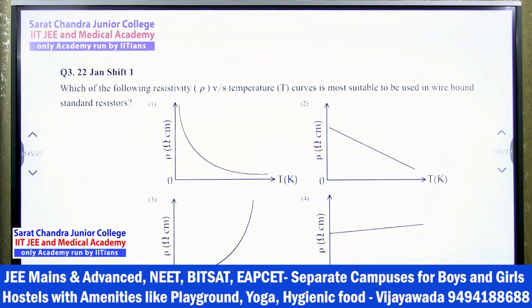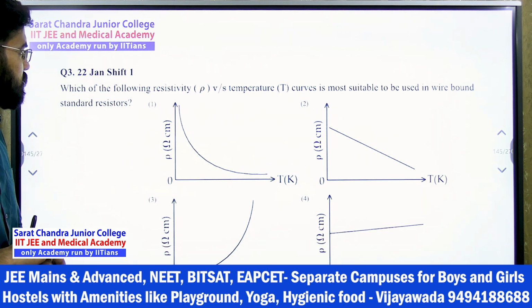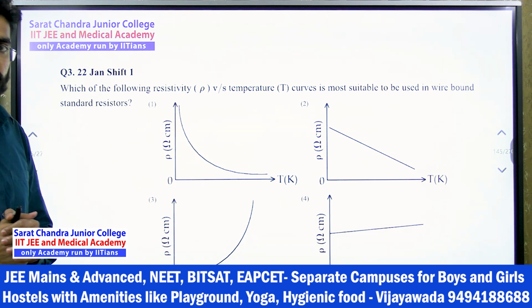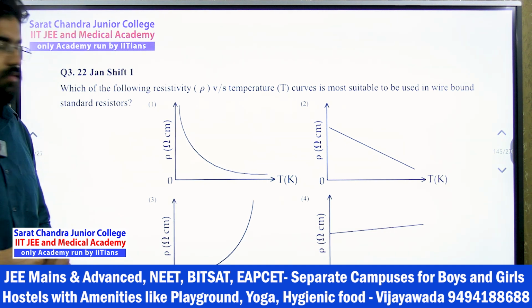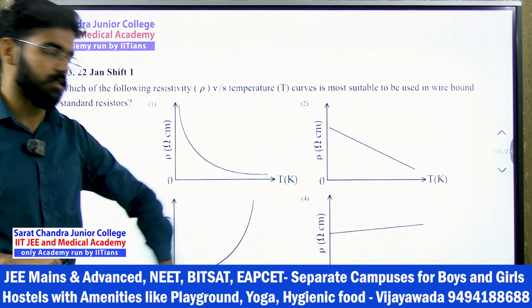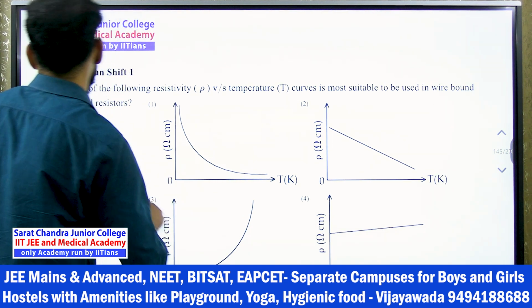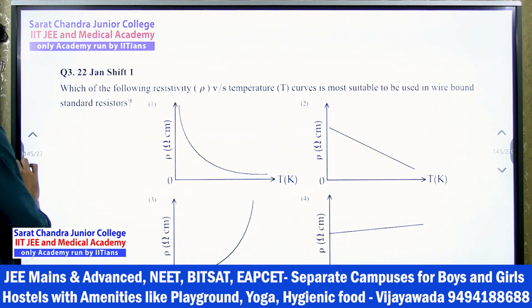Third question, he is asking resistivity versus temperature. So resistivity versus temperature is a linear curve, right? We already know the equation of this curve, so by that you can answer directly, fourth option. The equation is in the notes. Now let's go for the next, fourth question.